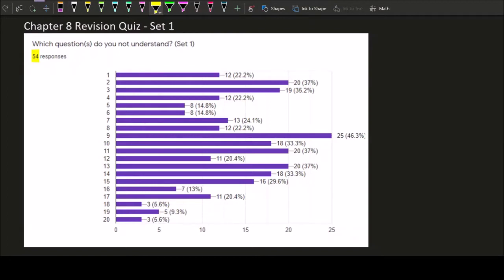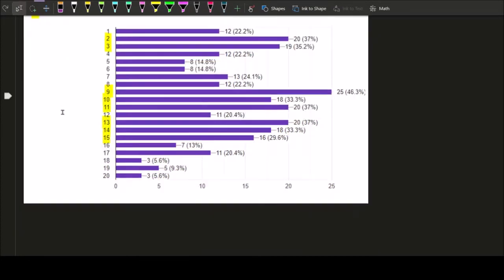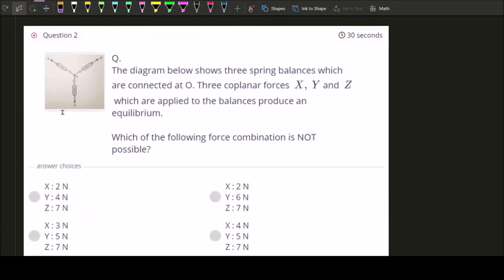So we will discuss 8 questions for this set, which is question 2, 3, 9, 10, 11, 13, 14, 15. Well, 8 questions. Yes, these 8 questions. Okay, so let's move on to question number 2.